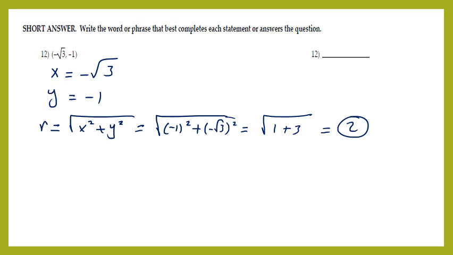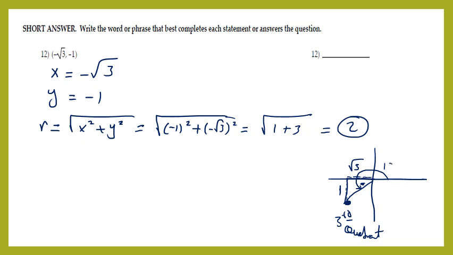To decide where the angle is, I should plot the point. The point is negative root 3 and negative 1, so the point is in the third quadrant. It's very important to understand that for the angle here, this is root 3 and this is 1. Here is the angle. So I need to add 180 to the angle. So the angle is equal to inverse tan of 1 over root 3, I don't add any negative, and 1 over root 3 is 30 degrees.